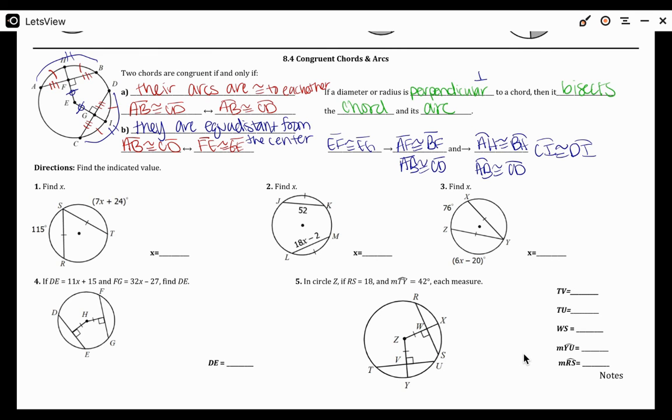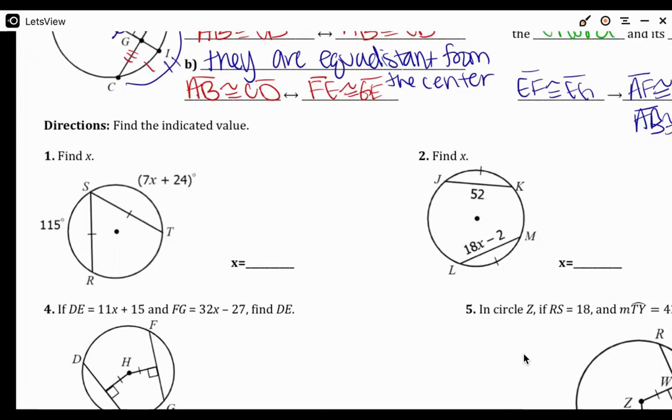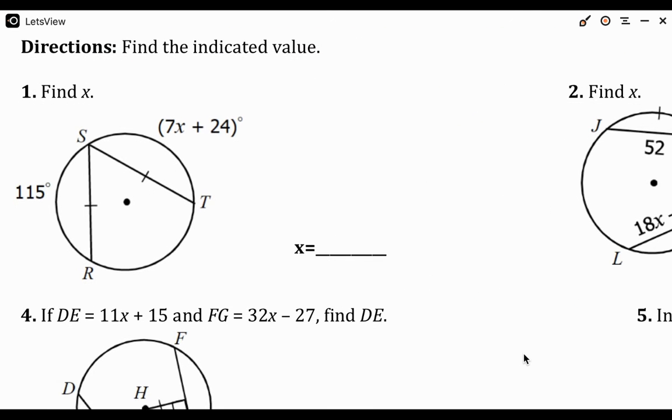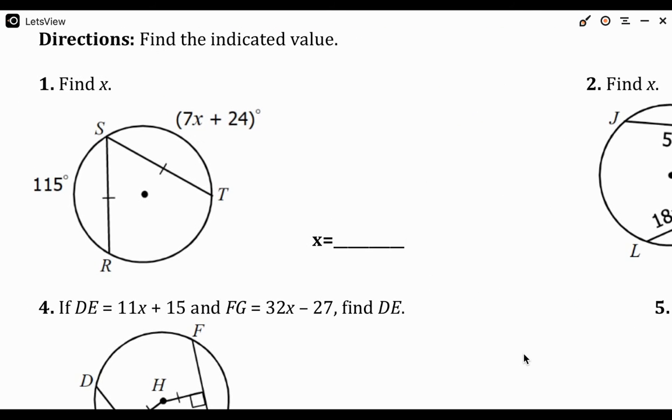So I'm going to zoom in. So pause if you're not done writing all this stuff in. So directions, we want to find the indicated value. So we need to find x. So we know that here are two chords and they're congruent to each other, which means their arcs are congruent. So 7x plus 24 is equal to 115 degrees.